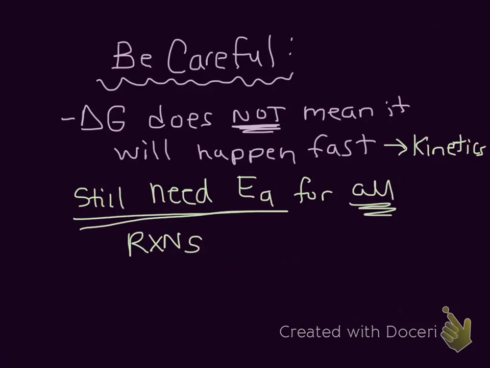All right, so I said this before, but just be careful. Delta G does not mean that it will happen fast. You have to determine that through kinetics. You have to determine a rate law, you have to get a mechanism, one of those things. And it's really important to remember that even a reaction that has a negative delta G needs activation energy. All reactions need activation energy. So the reaction's only going to happen once it gets that activation energy.